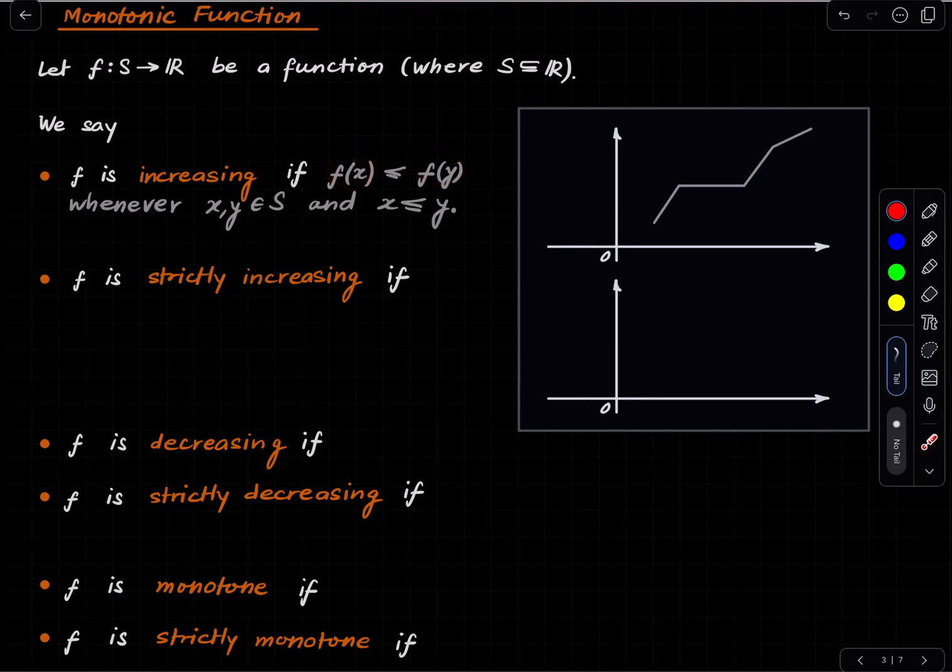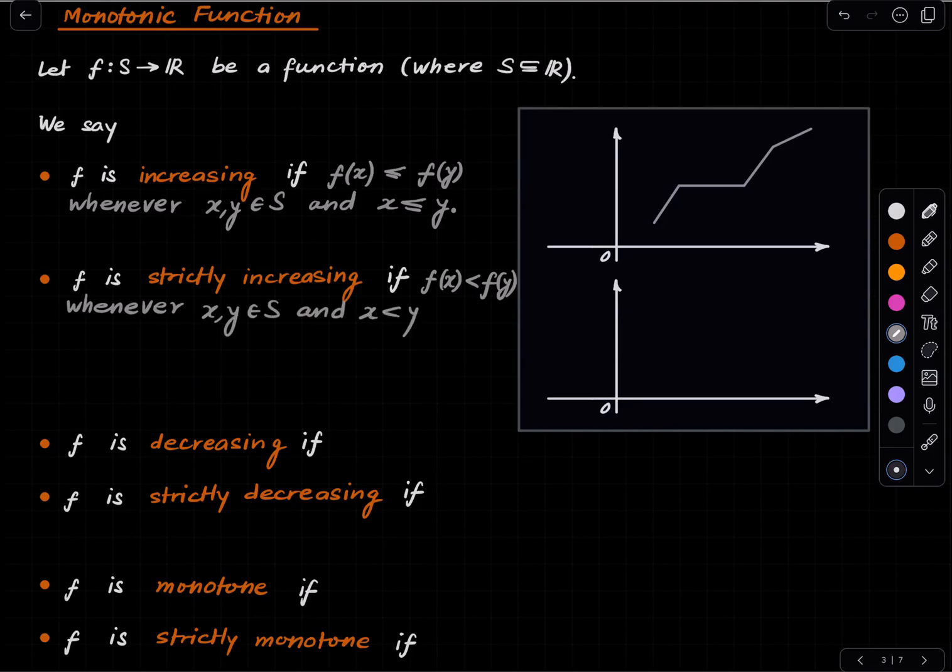Okay? But if you want to demand that, you will have to qualify with this word strictly. So we say f is strictly increasing if f(x) is strictly less than f(y) whenever x and y are in the domain and x is less than y. So that's a strictly increasing function, and one example would be something like that.